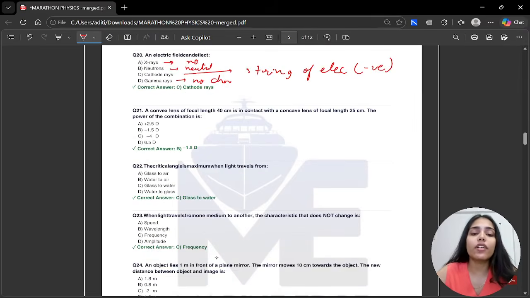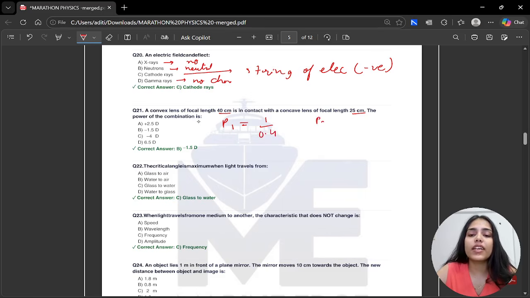Now, a convex lens of focal length 40 centimeter is in contact with a concave lens of focal length 25 centimeter. So what will be the power of the combination? For the convex lens, a convex lens has a positive focus. So the power P1 of the convex lens will be 1 by 40. We convert this centimeter to meter, right? So that will become 0.4.